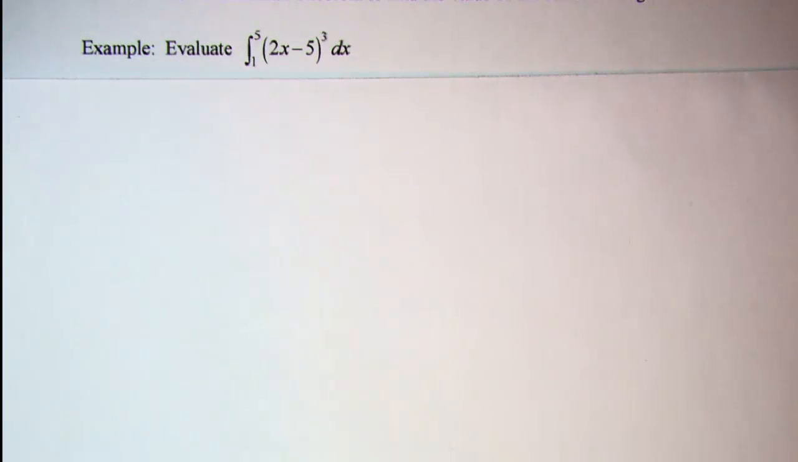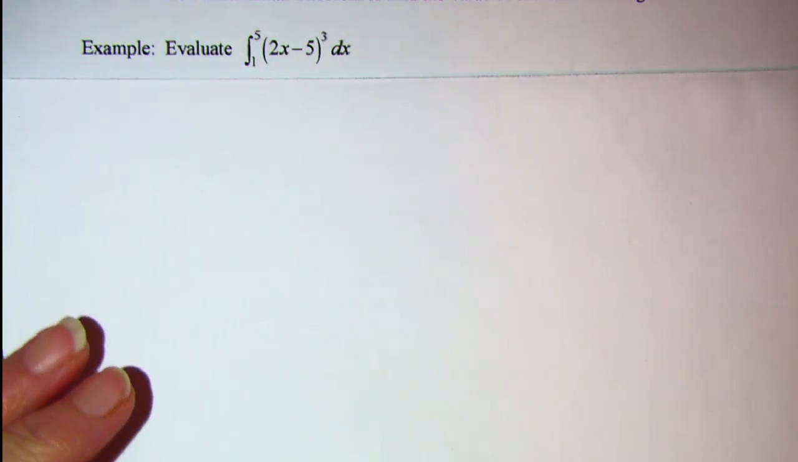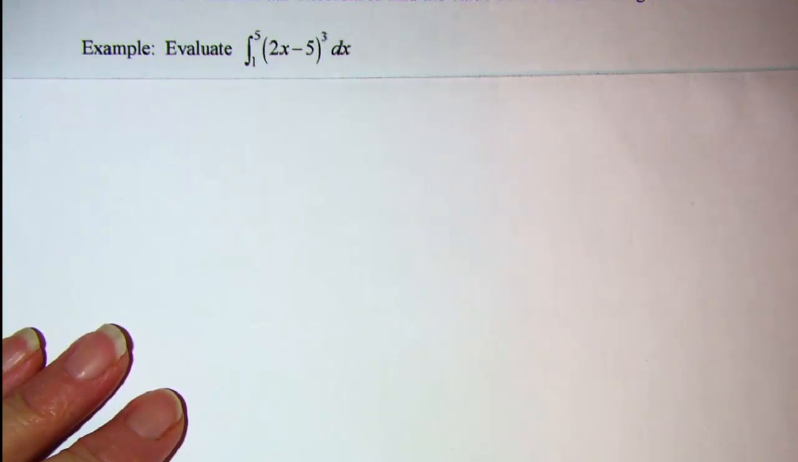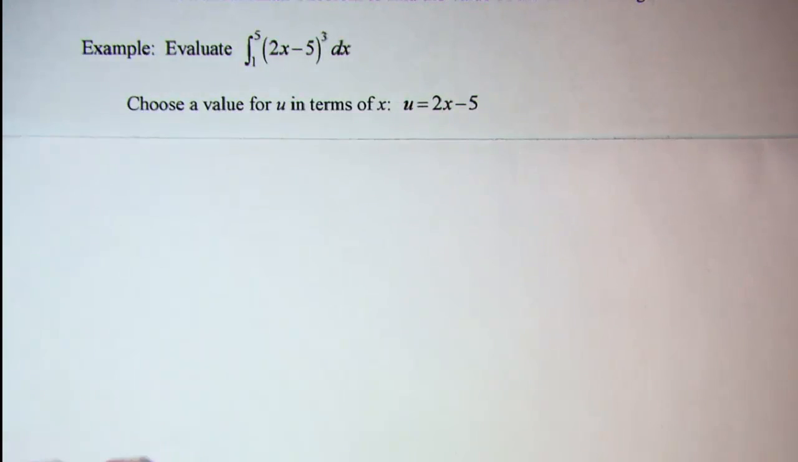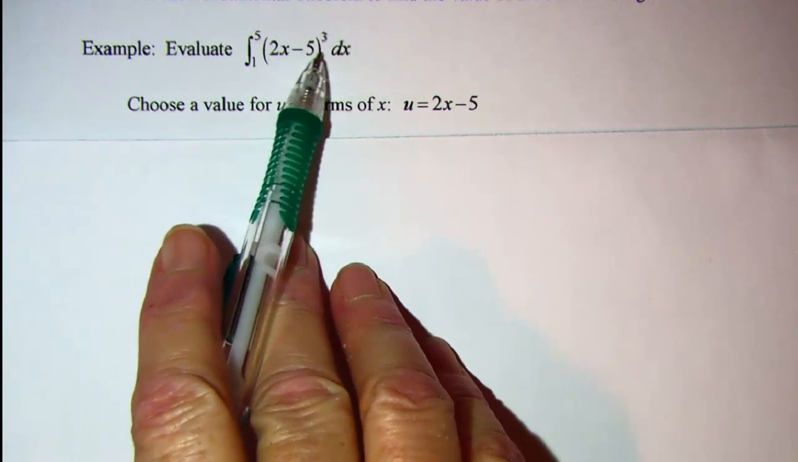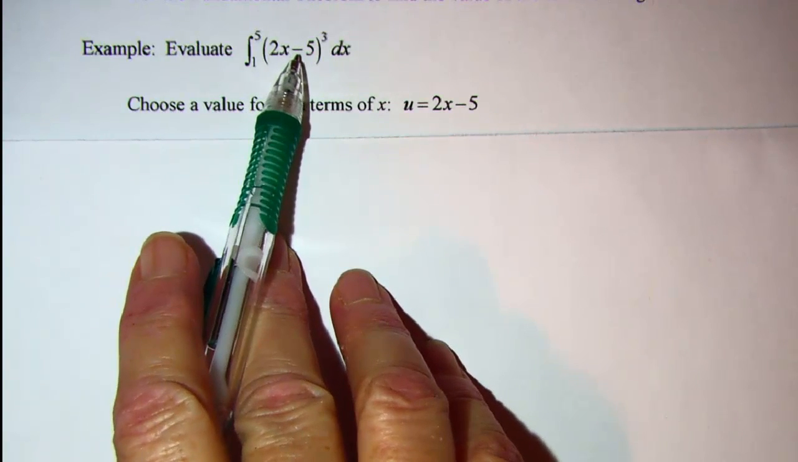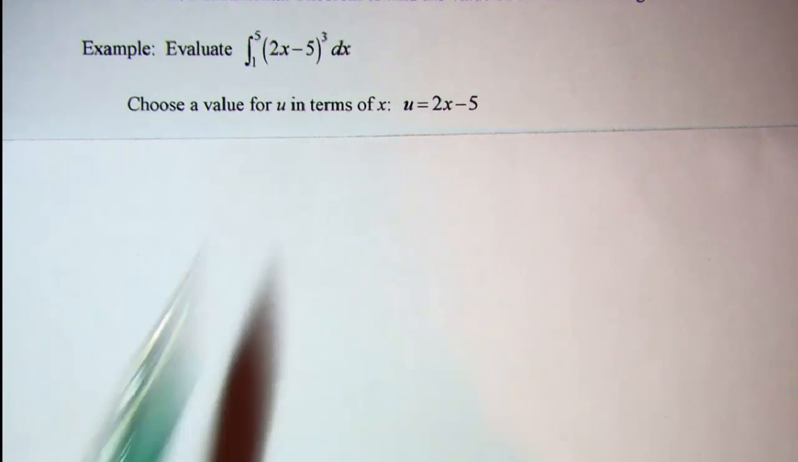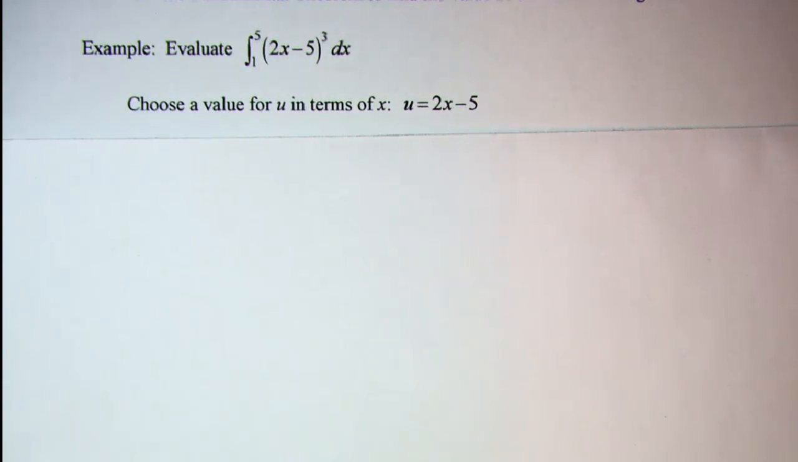Our first example is evaluate the definite integral from 1 to 5 of the quantity 2x minus 5 cubed dx. Our first step is to choose a value for u in terms of x. So we will choose this quantity that's being raised to a power. So u equals 2x minus 5.